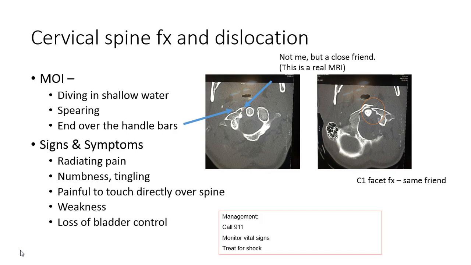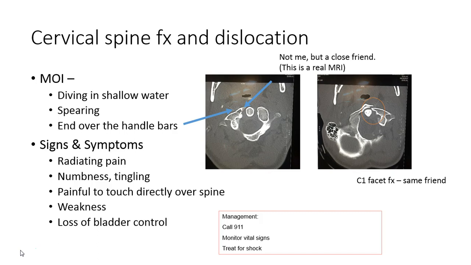Signs and symptoms of this are the same kinds as you would think with any kind of fracture. Radiating pain because there could be damage to the nerves, numbness and tingling, pain to touch directly over the spine, weakness, and you could always worry about a loss of bladder control. My friend didn't have a loss of bladder control, but any type of damage to the nerves themselves is going to cause a chain reaction, so a loss of bladder control can occur.